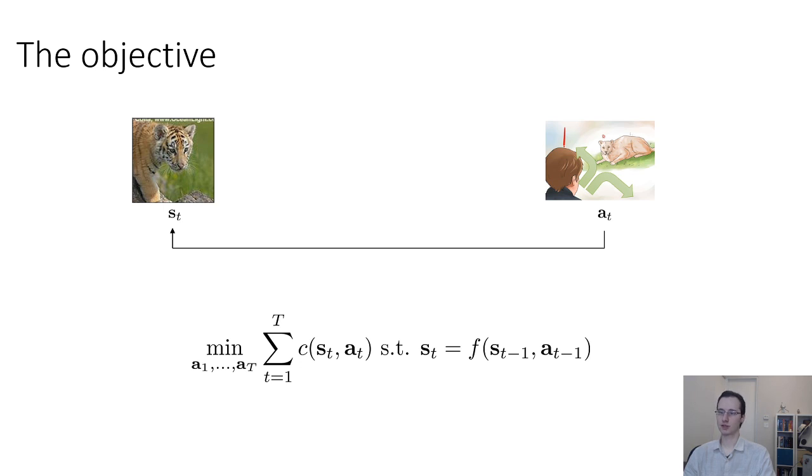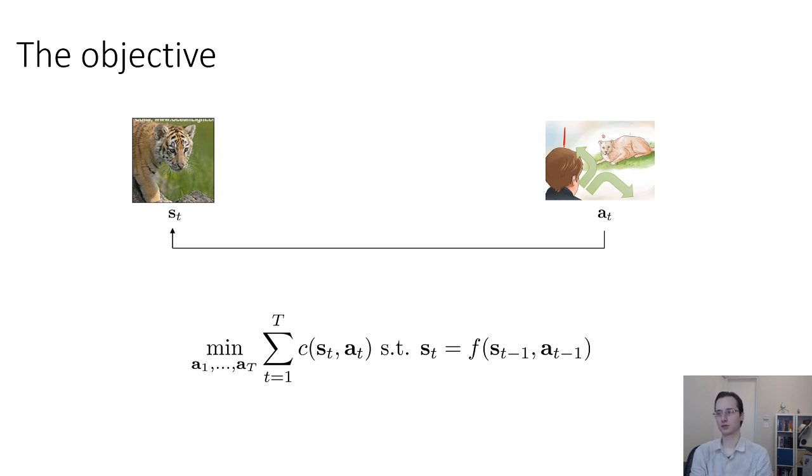So you can express this as the problem of selecting a sequence of actions to minimize a sum of costs or maximize a sum of rewards. But if we simply formulate an unconstrained problem, which is to select a sequence of actions to minimize the sum of costs, then we're not really accounting for the fact that future states are influenced by past actions.